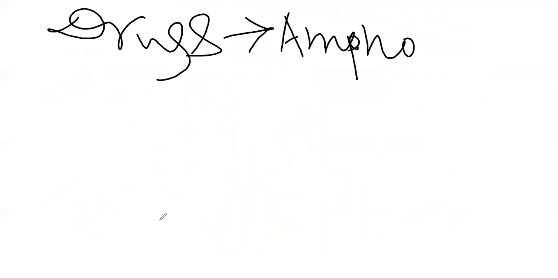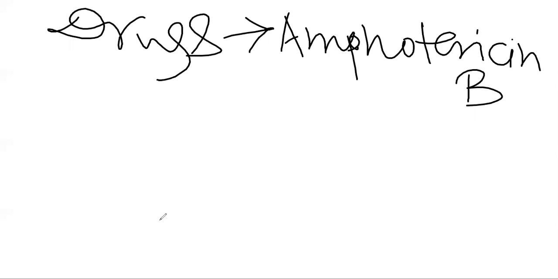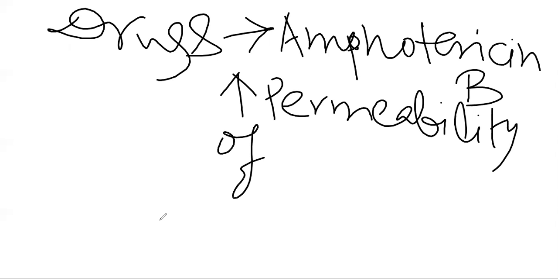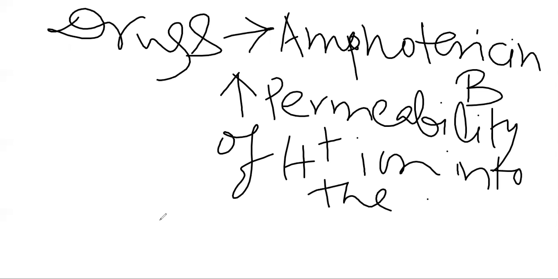Now, what are other causes of type 1 renal tubular acidosis? Some drug toxicities. What are the drugs that will create type 1 distal renal tubular acidosis? These include amphotericin B. Amphotericin B increases the permeability of hydrogen ion into the cell.